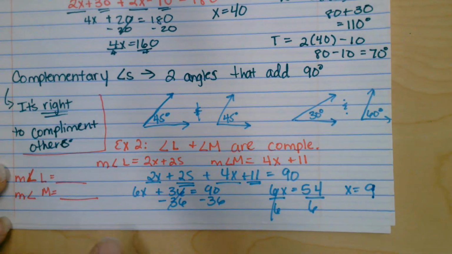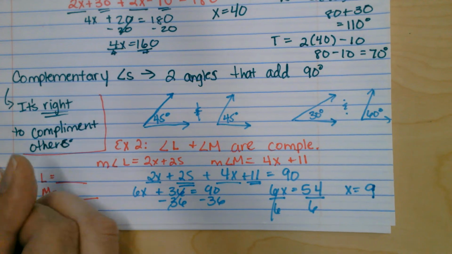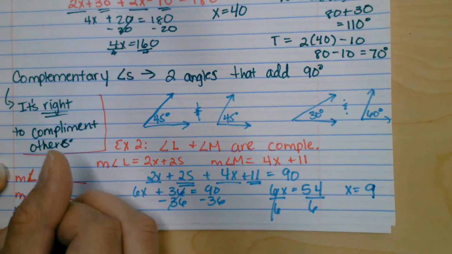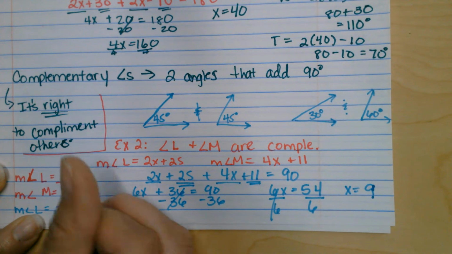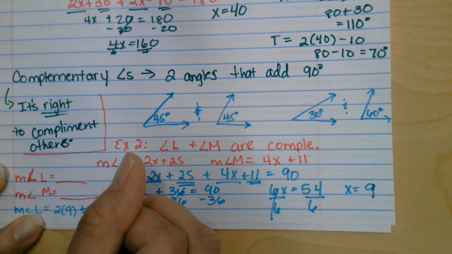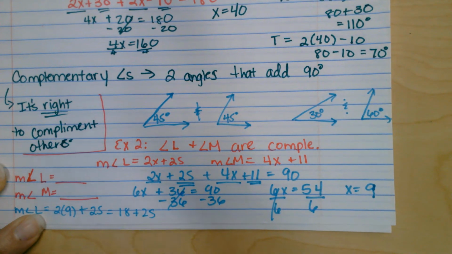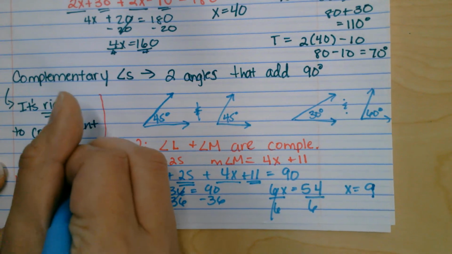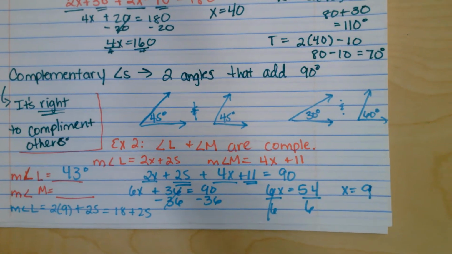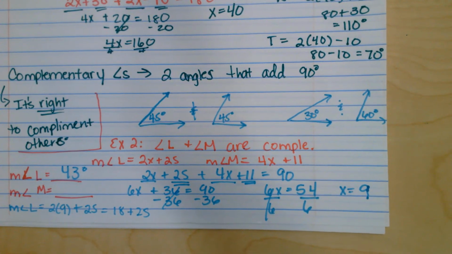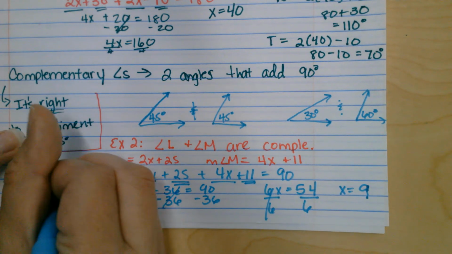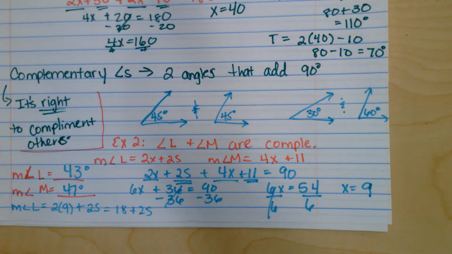So what is the measure of L? It's 2 times 9 plus 25. I agree. That's 18 plus 25, and that gets you 43. Okay, 43. And then for this one, instead of plugging into M, I want to subtract from 90. So what would M have to be? Yes, 47 is good. And these two angles add to 90.